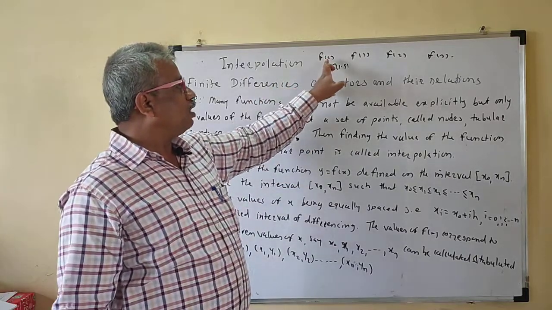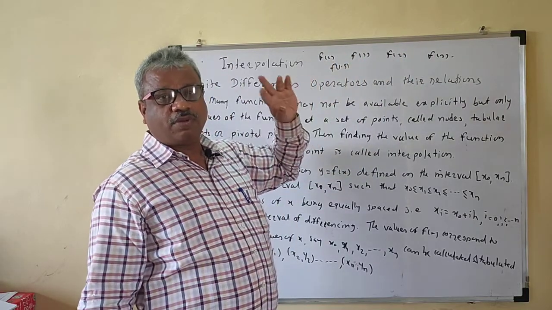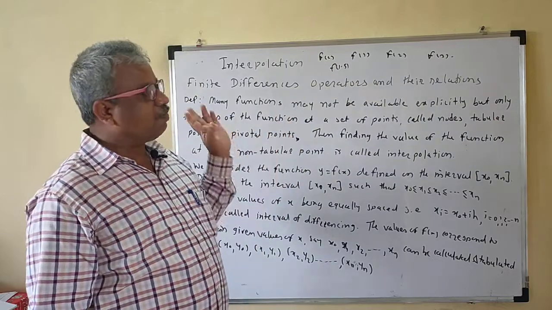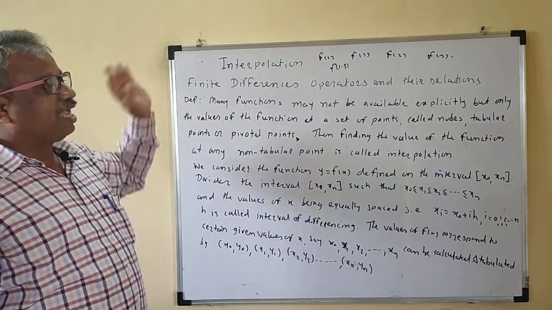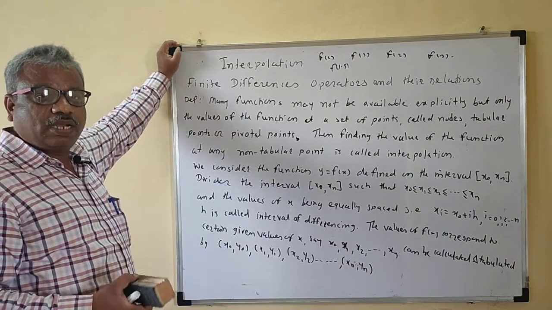Here the data is given from f of 0 to f of 3. Then we can find the value at any x which lies between 0 and 3 with the help of this given data, and that is called interpolation.